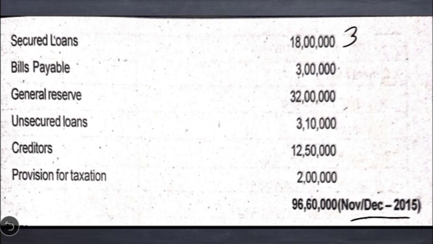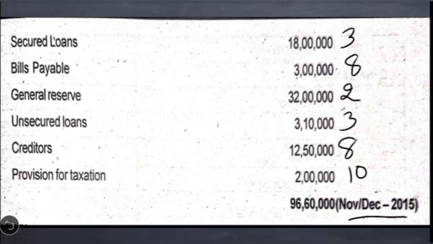Bills payable, it is a trade payable. You have to show it in note number 8. Then general reserve, it is note number 2 under reserves and surplus. Unsecured loans, again it is long-term borrowing. We have to show it in note number 3. Creditors, it is trade payable. You have to show it in note number 8. Then provision for taxation, it is for short term, so we have to write it in note number 10. These are the informations given in the question.